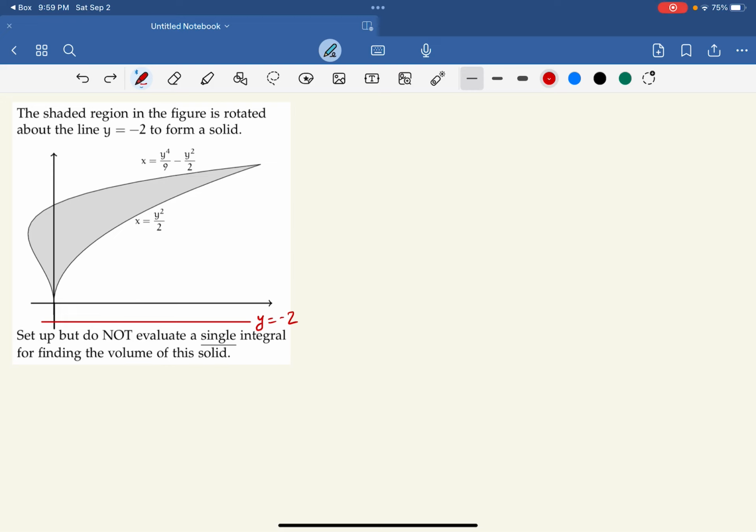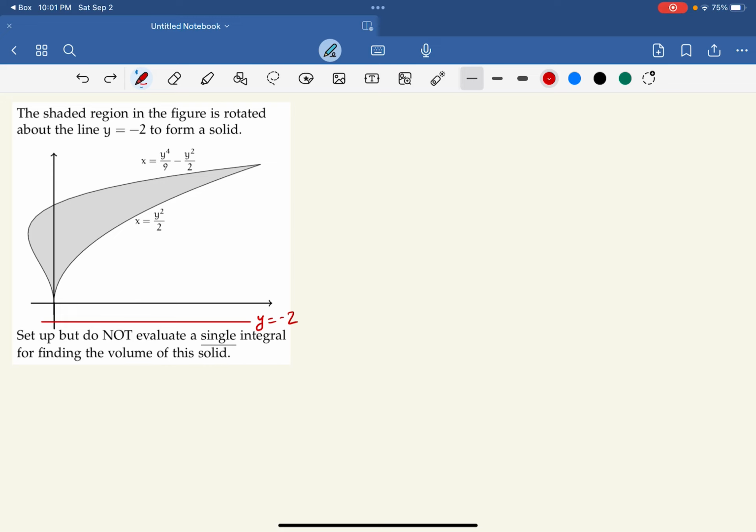The first problem in the washer method is that the first function is given as x equals y to the power 4 over 9 minus y squared over 2. If we want to use the washer method, we'll have to make the slices perpendicular to the x-axis and then do the integration. And the integration should be in terms of x. So we will need to transform all the equations in terms of x. But the first function is not a straightforward polynomial function if we transform that in terms of x, and that will be a lot more complicated to integrate. So we are going to avoid the washer method here, and we will use the shell method.